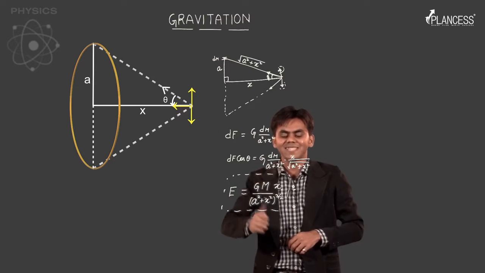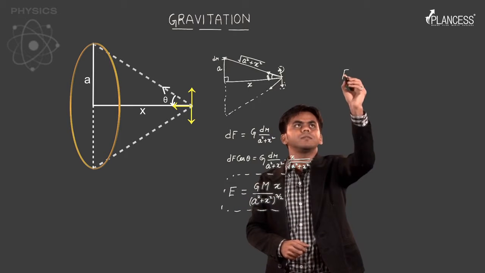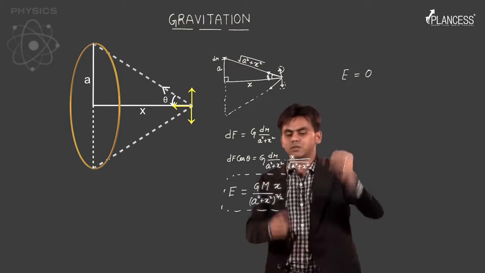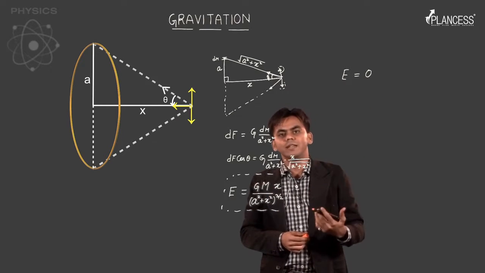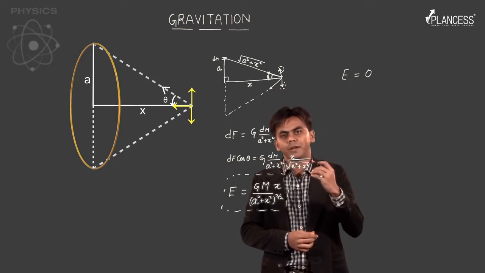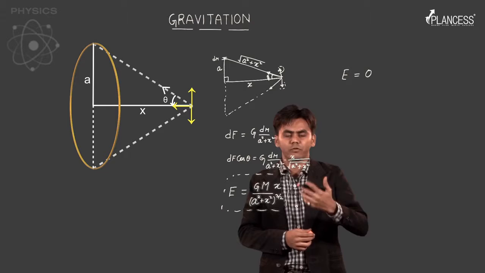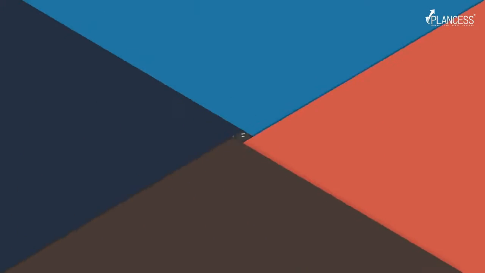So put x equal to 0. What you will get is E is equal to 0, because the numerator has x, which confirms my belief that at the center of a uniform ring, my gravitational field value would be 0. Let's further carry on our conversation on the calculation of gravitational field intensity values.